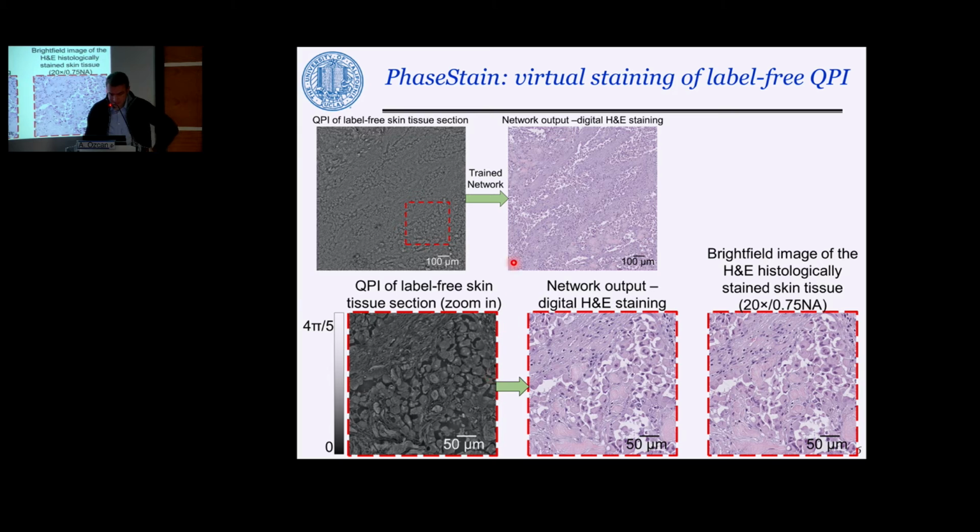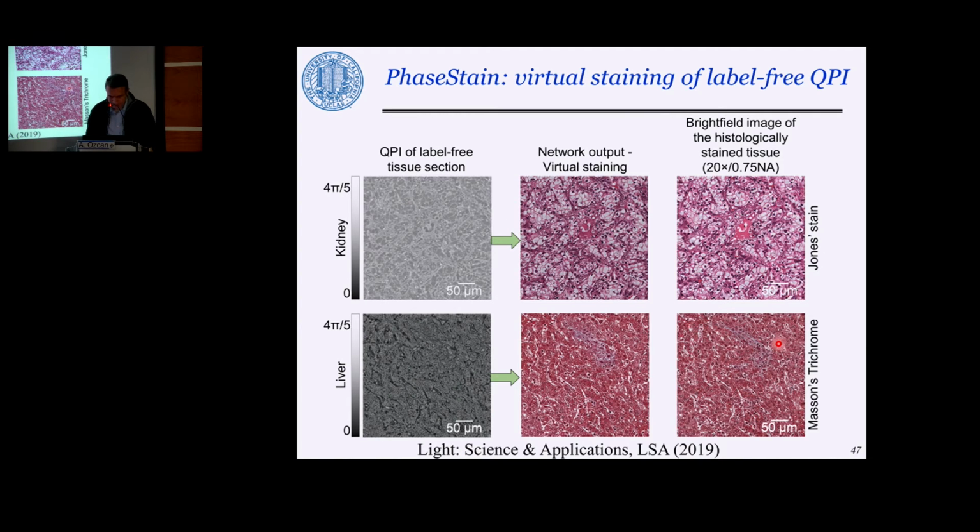These are some blind testing results from new patients. This is a skin tissue section. Probably they're looking at some sort of basal cell carcinoma here. So this is the phase signature that's being transformed into H&E rapidly, matching nicely what comes out of histology through the QPI channel. Some other examples are shown here. Jones stain, Masson's trichrome. These are, again, 10 times more expensive and more tedious than staining H&E. The inputs are shown here, label-free QPI of kidney and liver tissue sections.